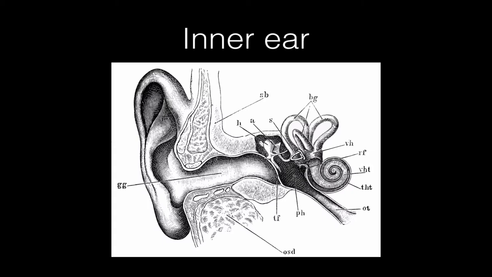And now onto the inner ear. The inner ear is here. The inner ear contains the labyrinth. The labyrinth is this very complex set of tubules, and it is called a labyrinth because it looks quite like a maze.